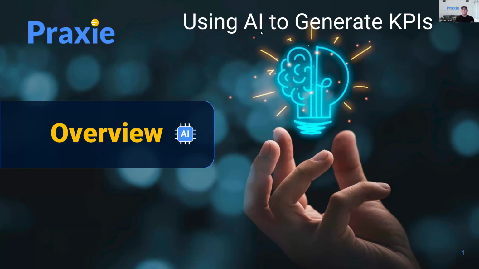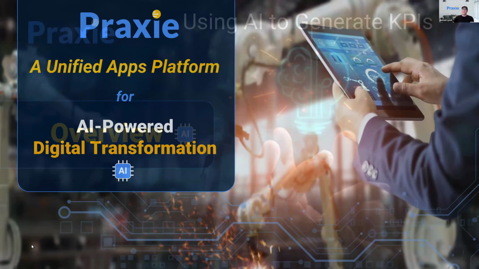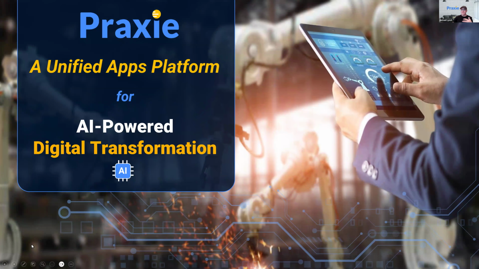So we're going to talk about how to generate KPIs and manage those using AI. So let me just walk through a few slides, and we'll give you a demonstration. So a little overview about Praxie. I come out of SAP, was there, sold my last company to SAP, and then ran their Internet of Things group for a while prior to starting Praxie.